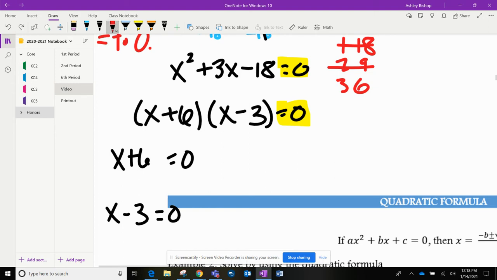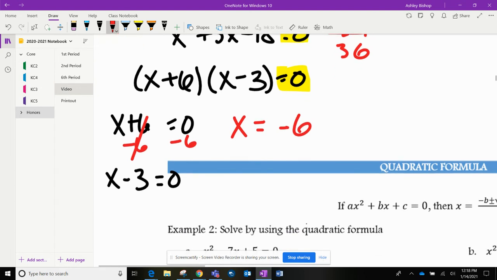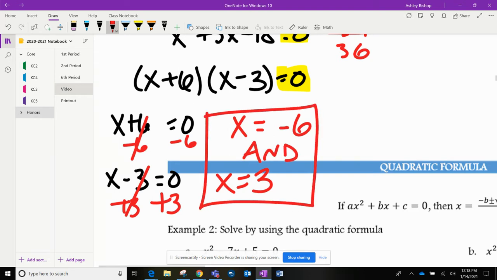I want to get x by itself, so I'm going to subtract 6 from both sides. Remember, what you do to one side, you have to do to the other. That will get x by itself, and I will have x equals 0 minus 6, which is negative 6. Okay, then I also have to do this factor. I want to get x by itself, so I'm going to add 3 to both sides. x equals 0 plus 3, so that is equal to positive 3, and these are my two answers.